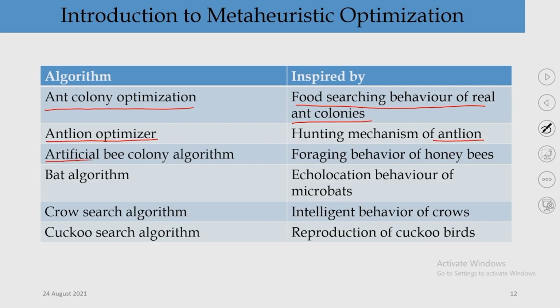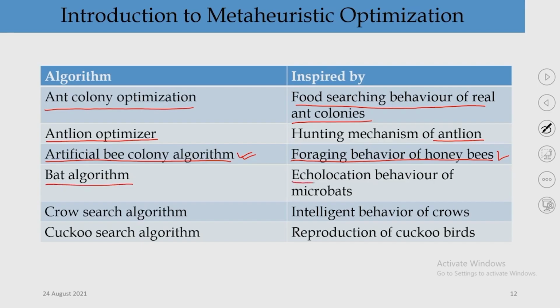Then the artificial bee colony algorithm. So, foraging behavior of honey bees. Okay. So, how they are collecting the honey. Based on that, or inspired by that mechanism, this algorithm has been proposed, the artificial bee colony algorithm.